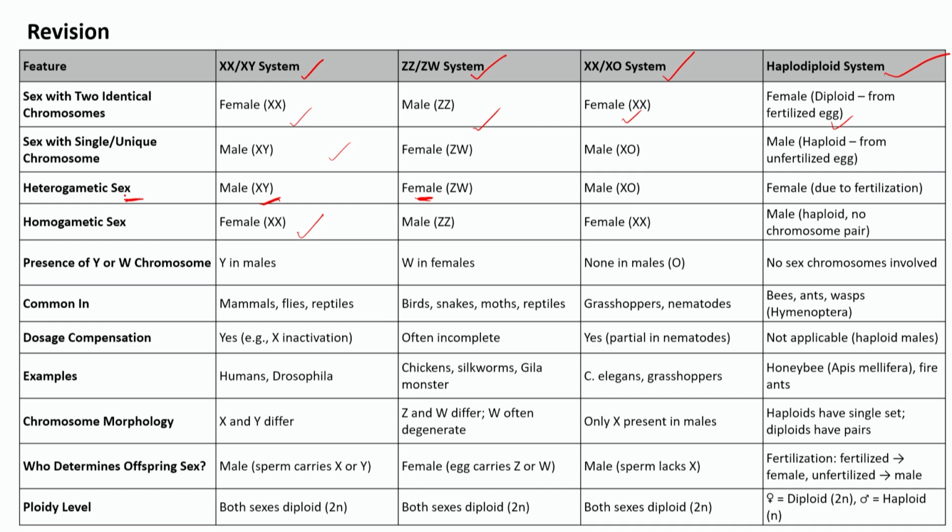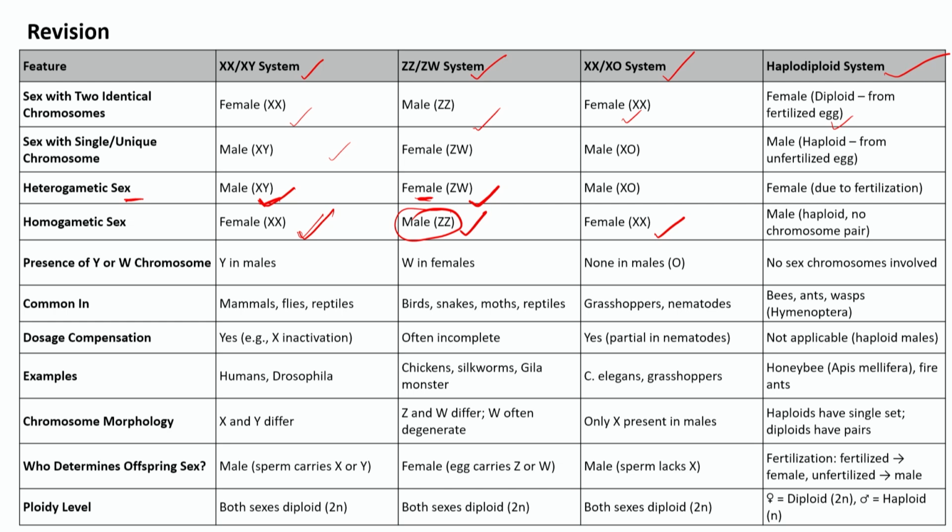So in this comparison, the heterogametic sex is male for the XY system. You can see the heterogametic sex in the XY system is male, and heterogametic is female in the ZW system, and again heterogametic is male in the XO system. Whereas homogametic, as we know, XX is homogametic, ZZ is homogametic, but ZZ is a male, not a female, in the ZZ/ZW system, and then XX is a female in the XX/XO system. So that is not easy to remember.